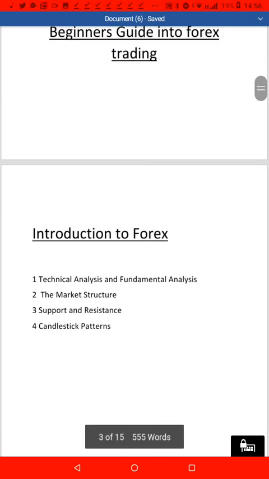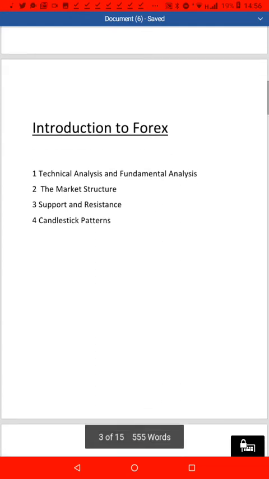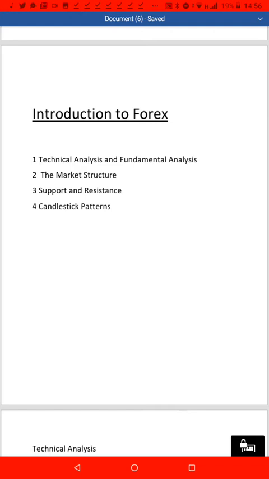We have the introduction to forex, we have technical analysis and fundamental analysis. Technical and fundamental analysis form the basis of the market. These are the things that dictate how the market works, how the market moves. It's more especially technical analysis, because fundamental analysis only takes place after news is released. And then you must also know the market structure. You must understand the structure before you can place the trade.